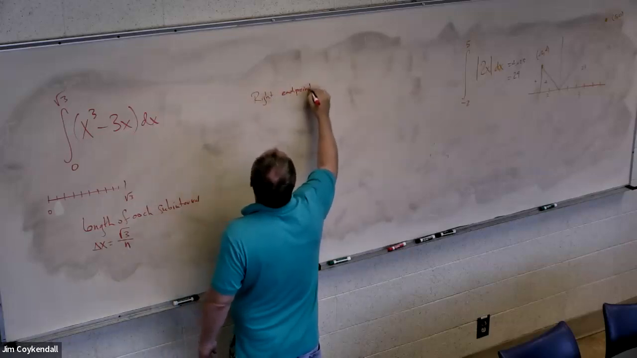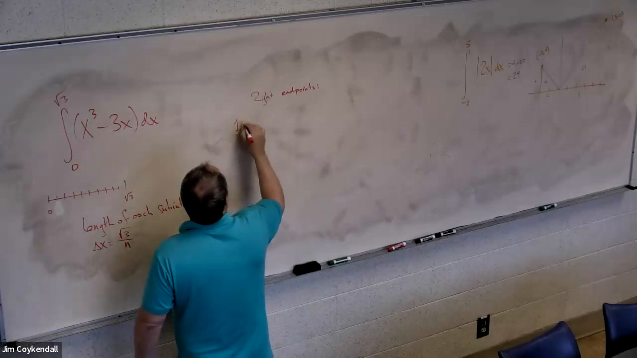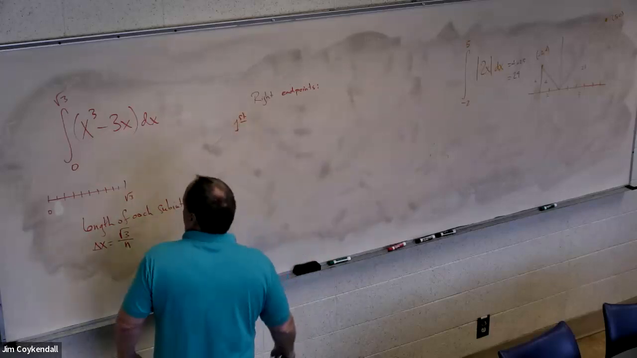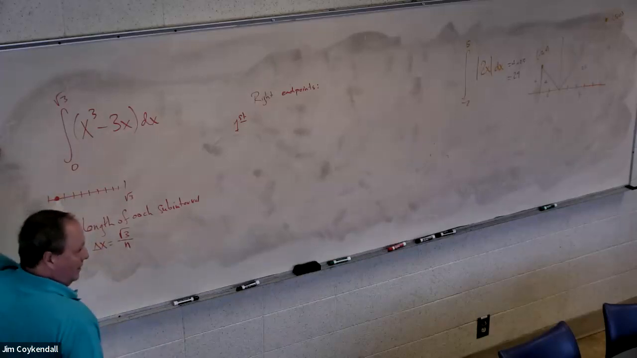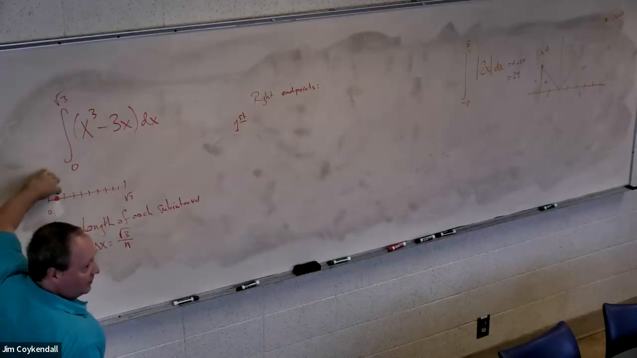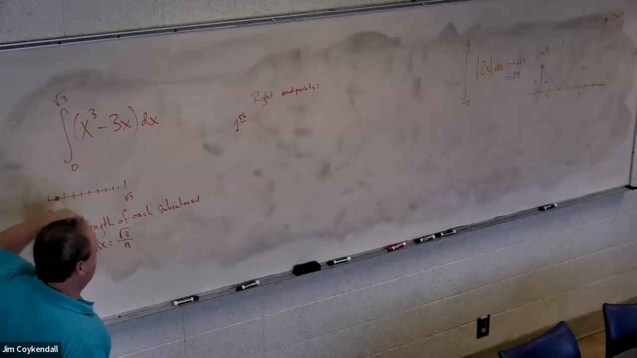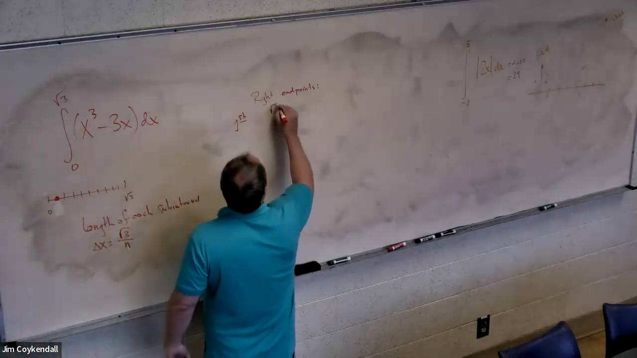Let's see if I can close. First, the first right-end point is right here. Agree? Because that's the right-end point of the first interval. It is not 0. It's 0 kicked over by 1 width: radical 3.